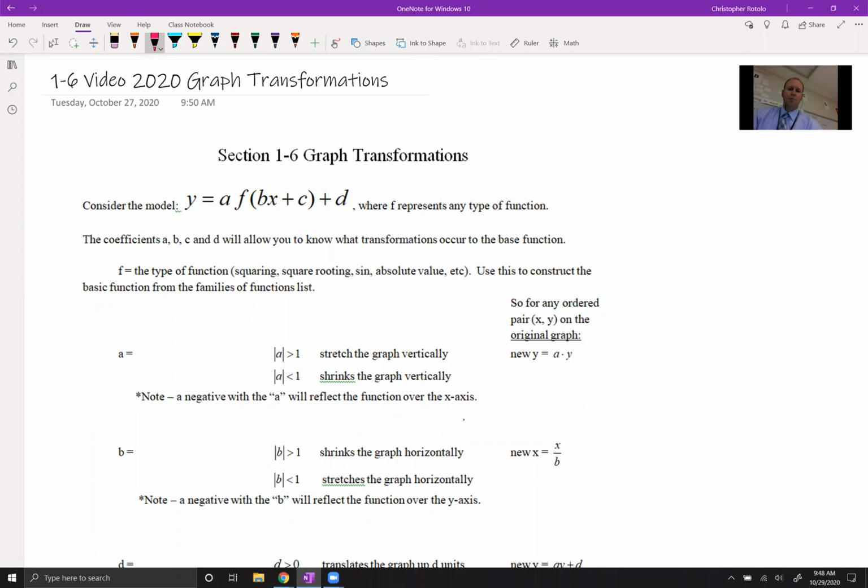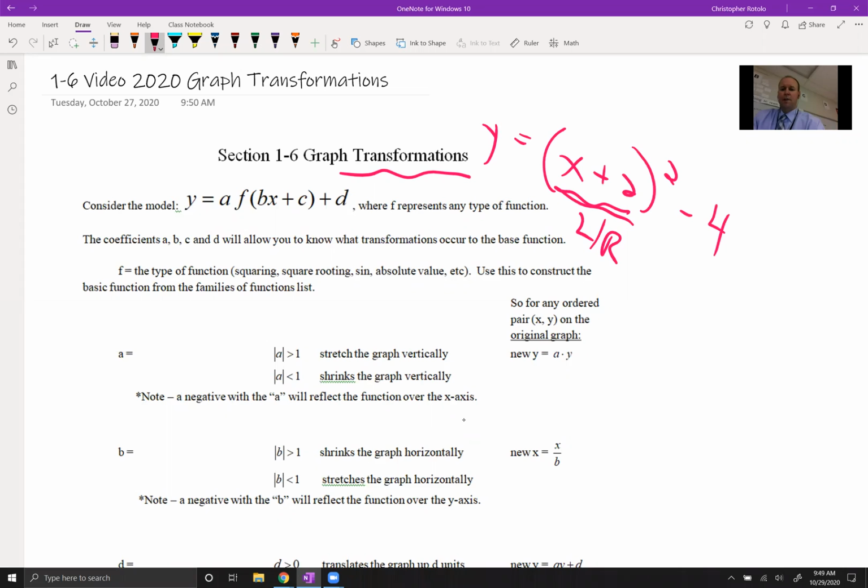We're going to deal with some transformations. A lot of this should be pretty familiar to you. We've dealt with stuff like this in Algebra 2. So we know the inside part here is going to move us left and right and it's opposite. The outside part, that's going to move up and down and it's true.